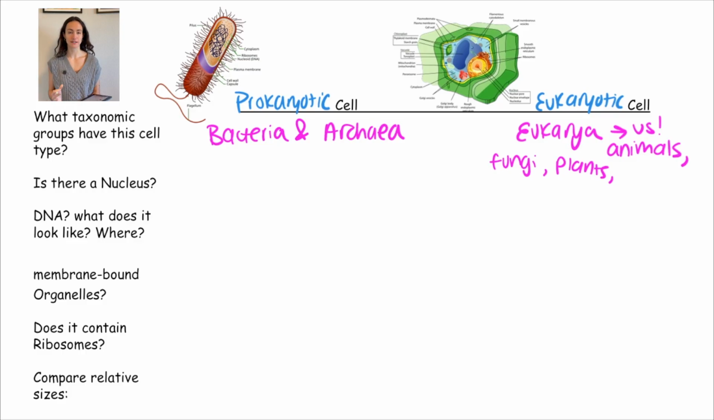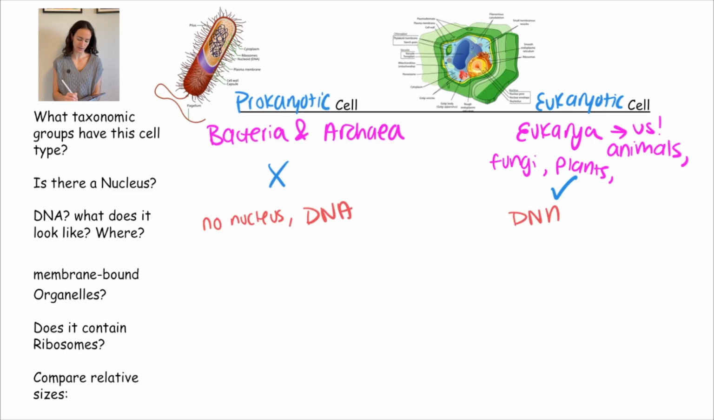Is there a nucleus? The nucleus is an organelle that holds genetic information. We don't have that in the prokaryotic cell type, but we do for eukarya. This is a major distinguishing feature. What does the DNA look like and where is it? We just said in the bacteria and archaea, the DNA is not housed in a nucleus, but there is DNA. And for eukarya, there's DNA and it's found in the nucleus.